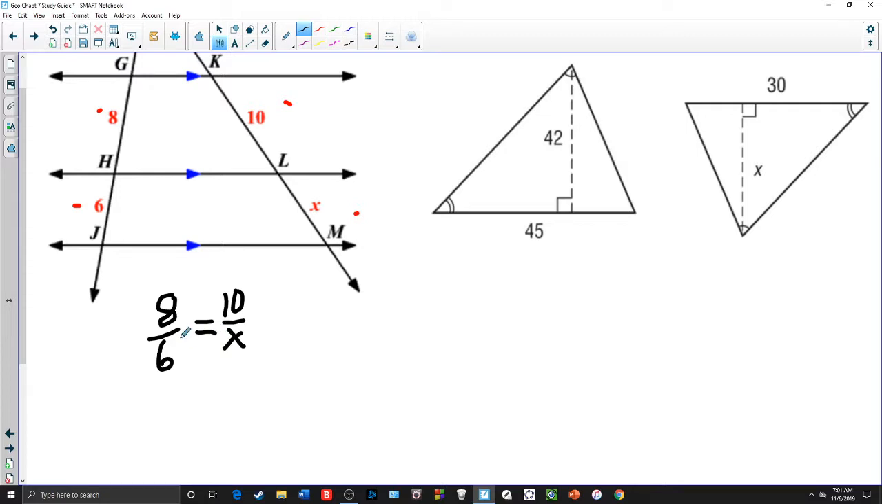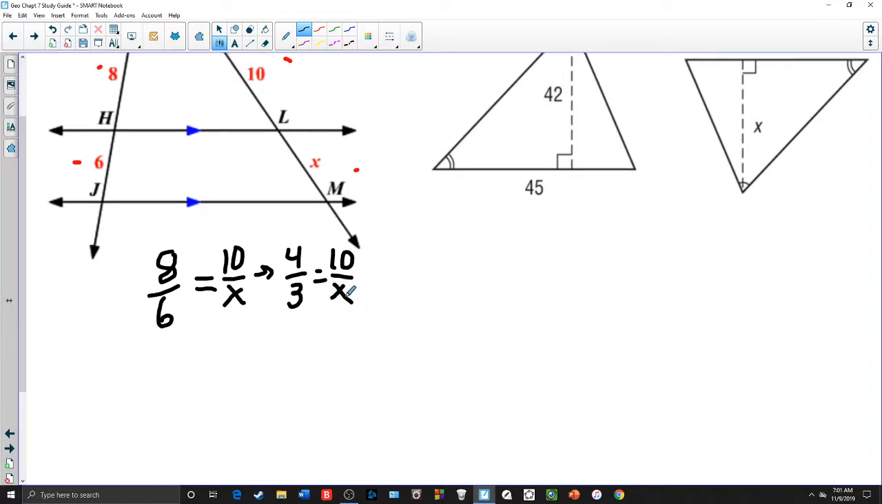And just like last time, if you want to, you can reduce your fraction. So instead of 8 over 6, I can write 4 over 3. And then 10 over x is going to stay 10 over x because there's no simplification there. And then again, it's just cross multiplying. 4 times x is 4x. 3 times 10 is 30. Divide by 4. And you get x is equal to 7.5.